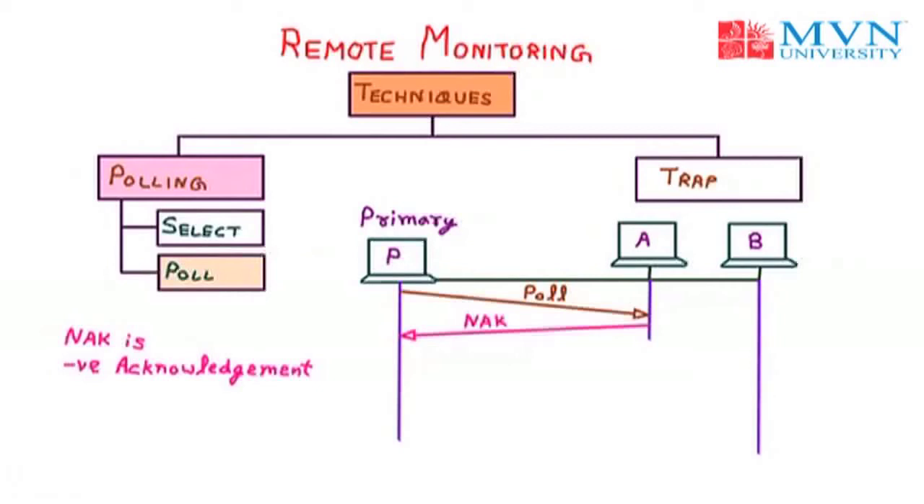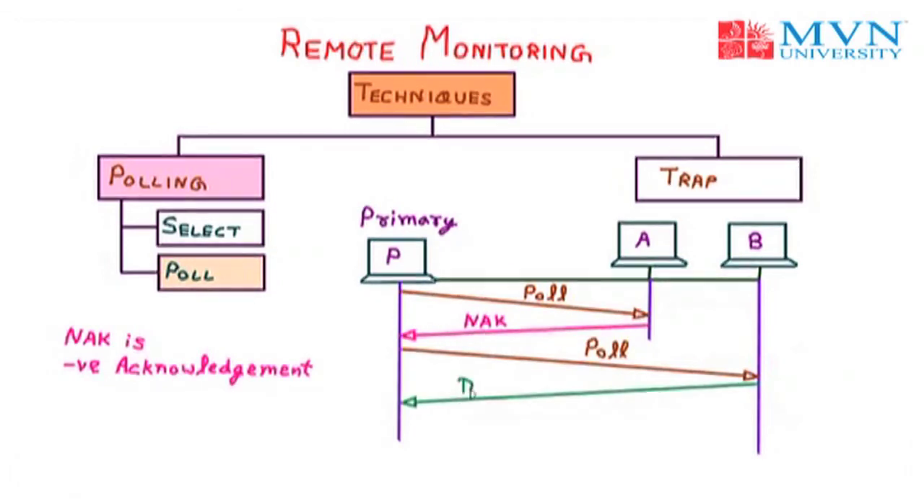Now P will send the poll message to the next secondary system, that is B. Now B comes to know that the primary system P wants to receive some data. In that case, B will send the data to P. Now P receives the data from the B system, the secondary system. When the data is received, P will send the positive acknowledgement, that is ACK, to system B. Now system B, the secondary system, receives the acknowledgement from the primary system, and comes to know that the data is successfully delivered to the primary system P. So that is all about the select and poll function.